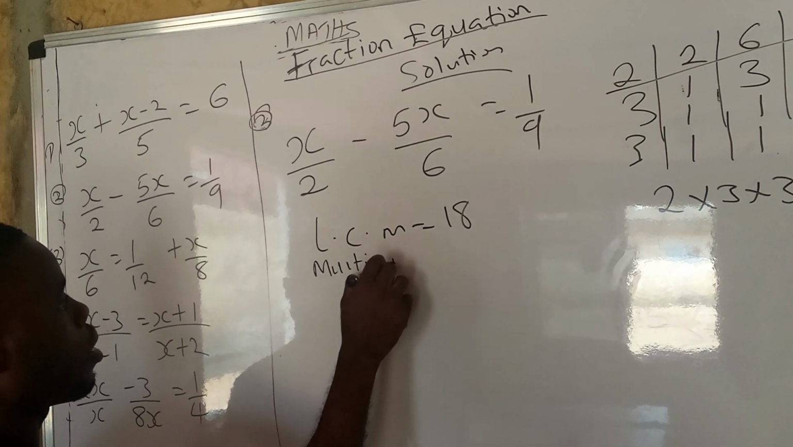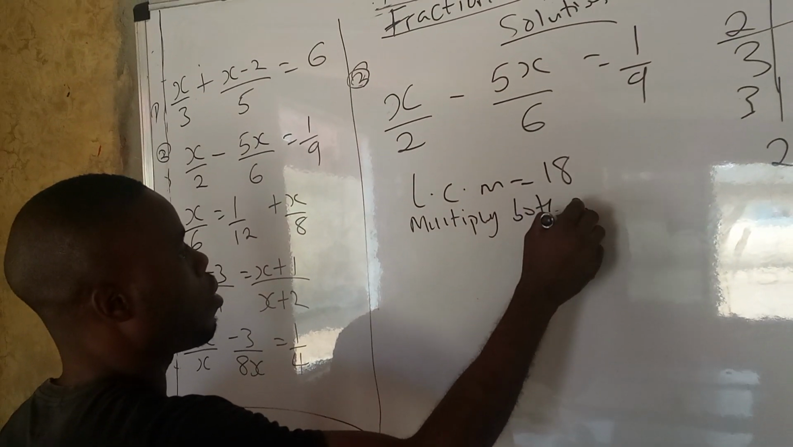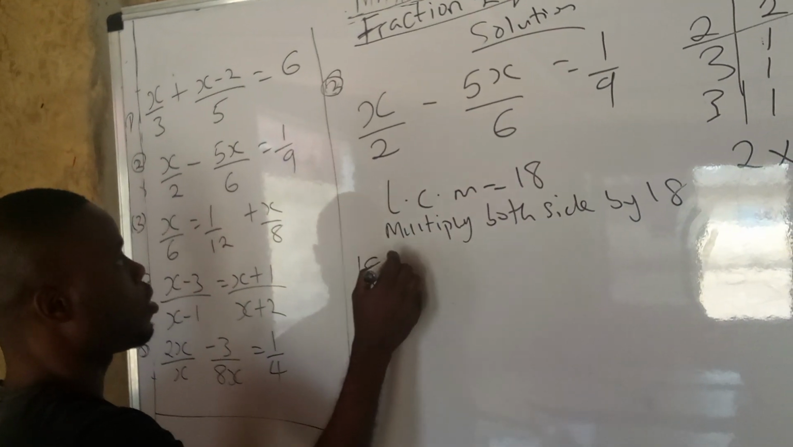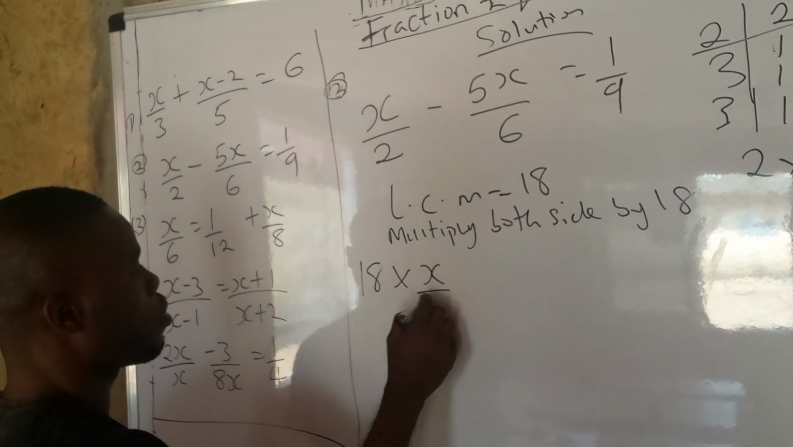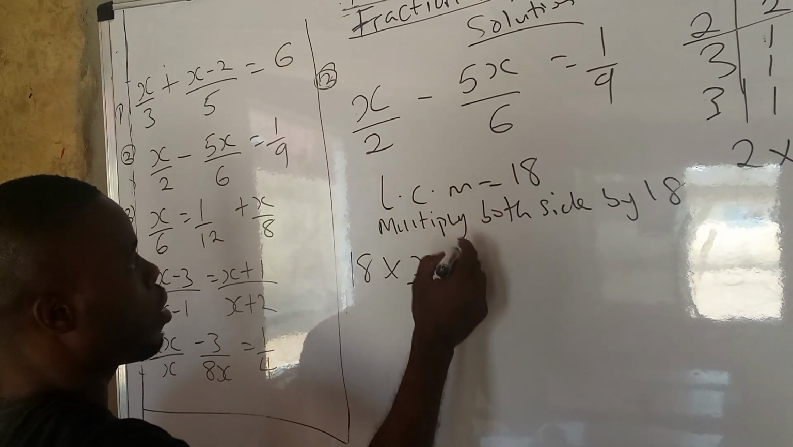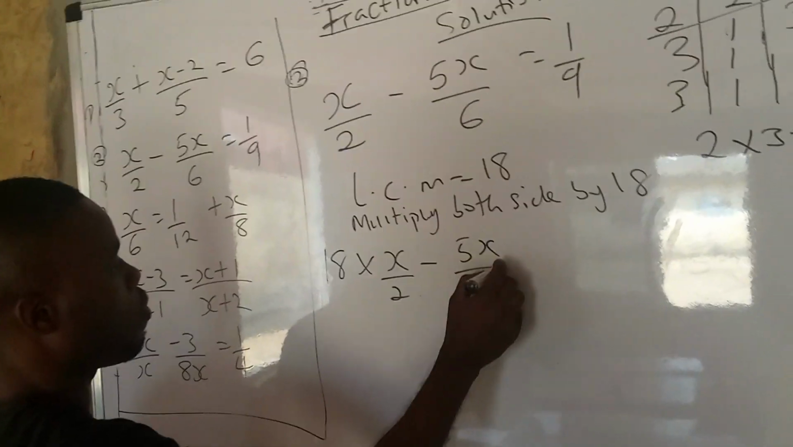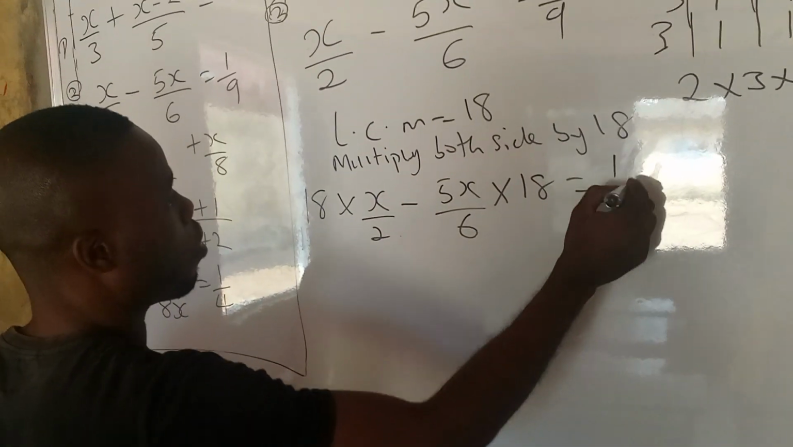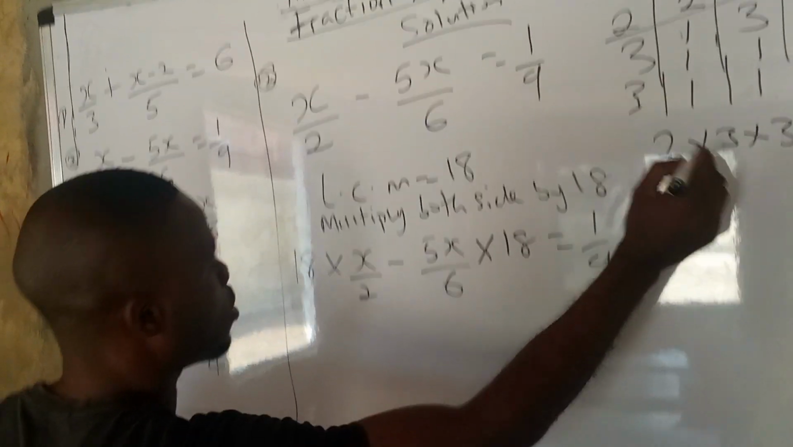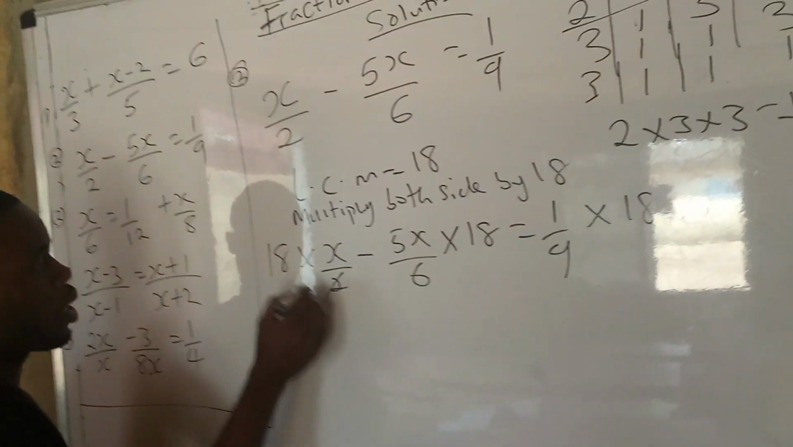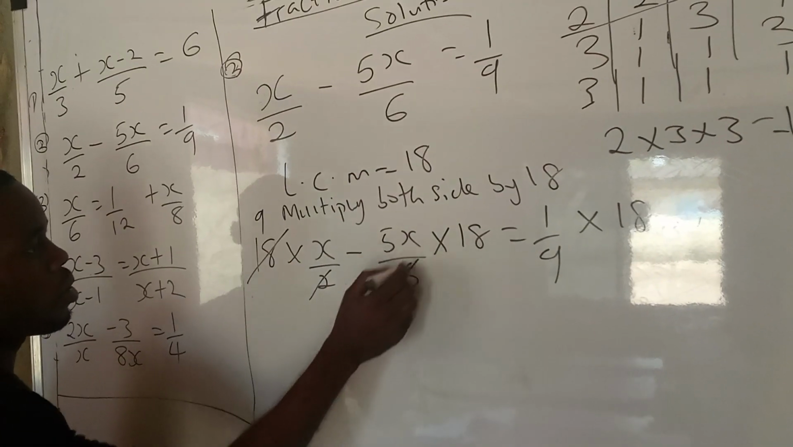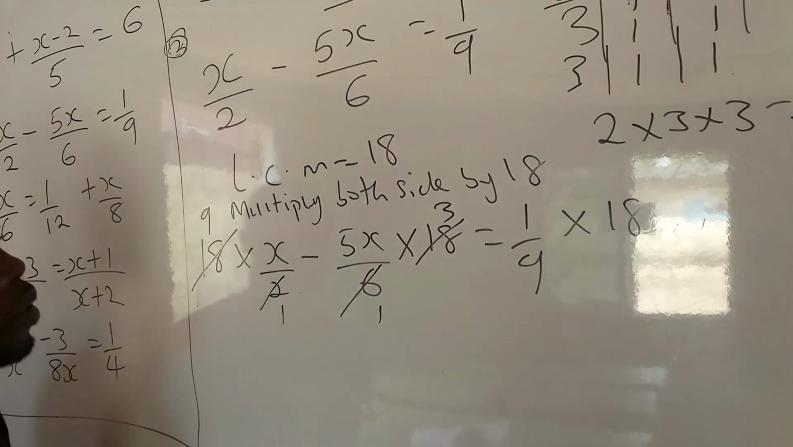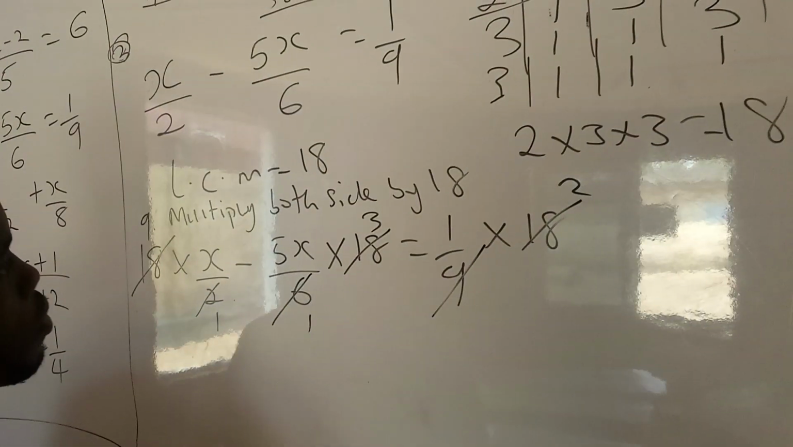Multiply both sides by 18. Here will be 18 multiplied by x over 2 minus 5x over 6 multiplied by 18 equals 1 over 9 multiplied by 18. So 2 will cancel 18, you have 9. 6 in 18, you have 3. And 9 in 18, you have 2.